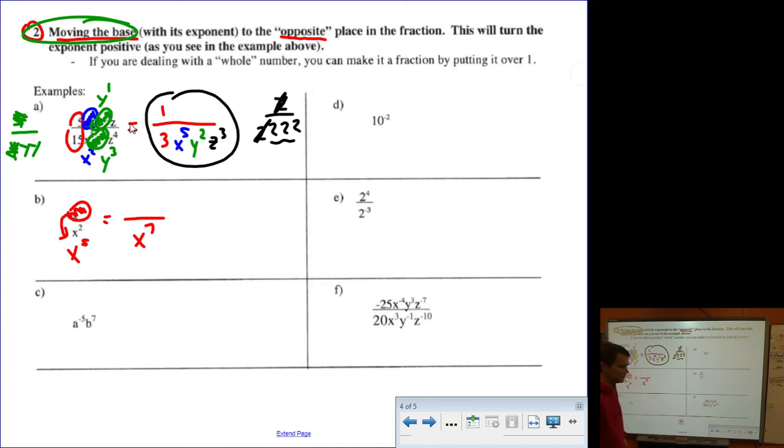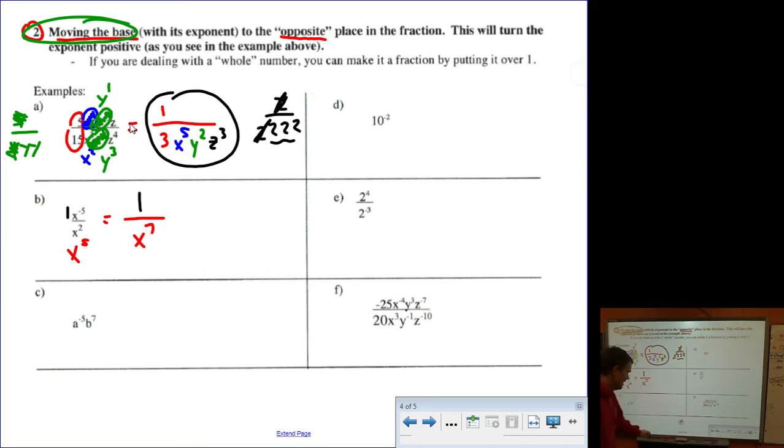All right, so what's left over on top? Well, it doesn't seem like there's anything left over on top, but there's the coefficient. The coefficient here is 1, and the coefficient stays, so what you actually end up with is 1 over x to the 7th. Let's look at example C.